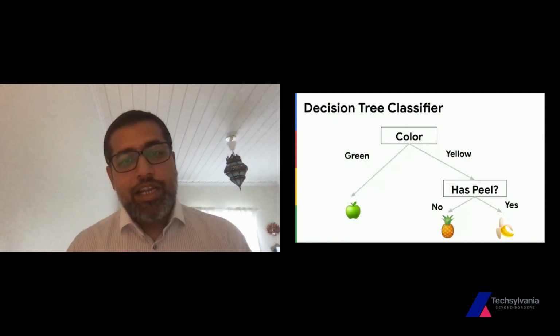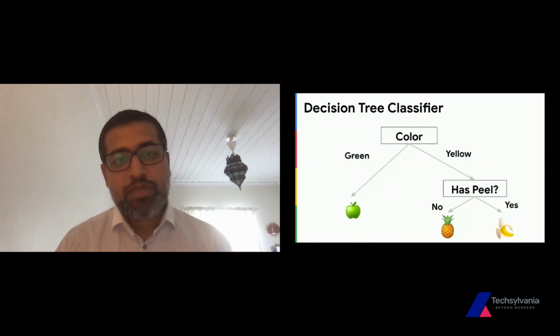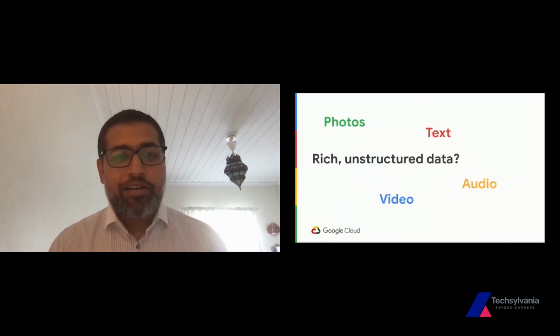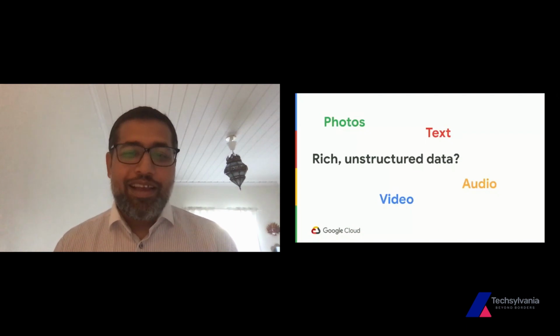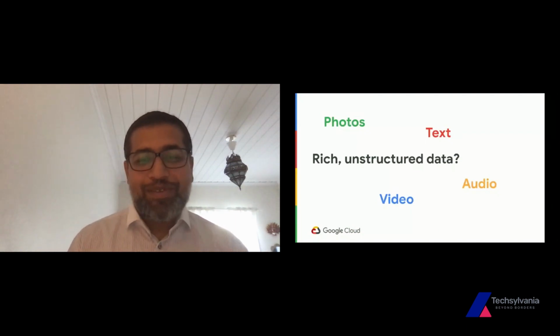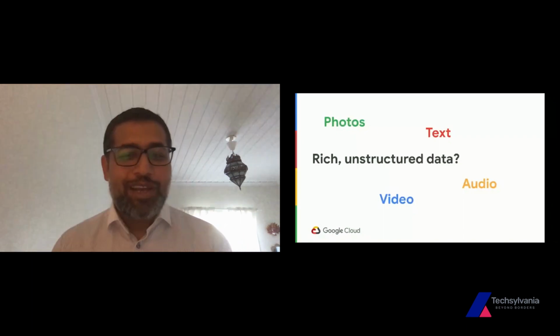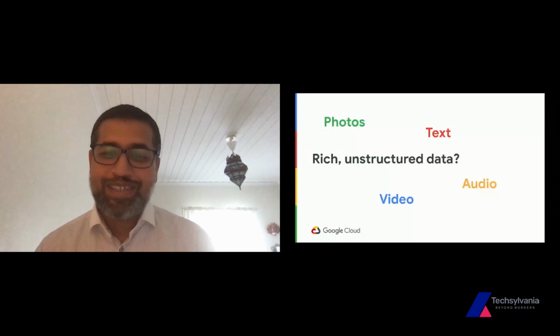And lastly, neural networks. Neural networks or deep neural networks, when we're dealing with rich, unstructured data: photos, audio, video. And one fun way of describing neural networks is that when you don't know what to do, you probably will be working with neural networks. And this is where you are hopefully expecting magic to happen without knowing what's happening.